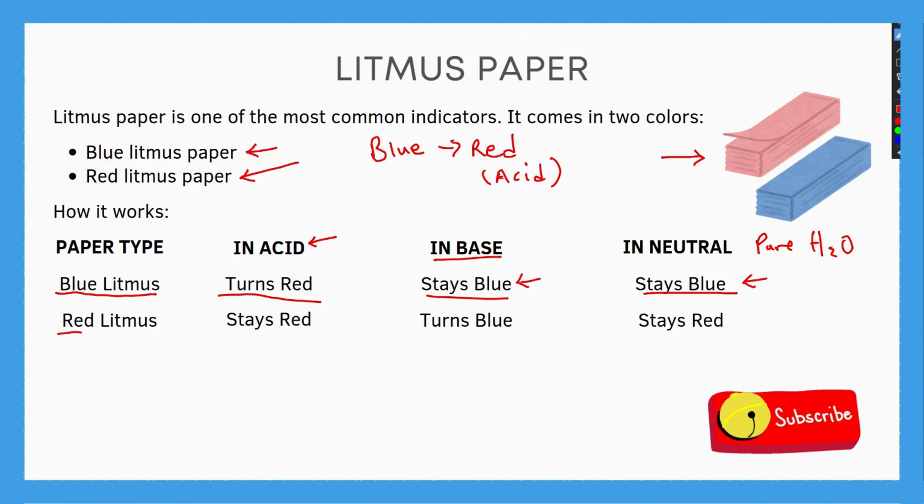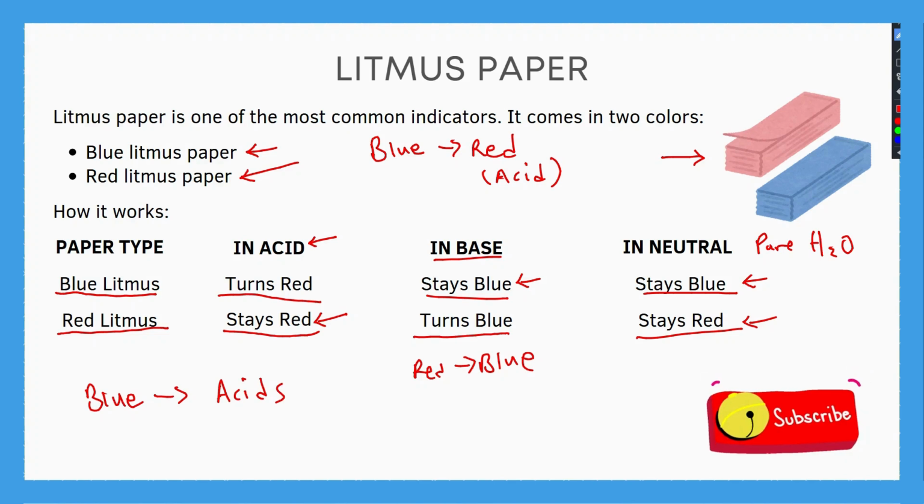In the case of the red litmus paper, when you put it in an acid, it retains its color, it stays red. But when you put it in a base, it turns from red all the way to blue. And when you put it in a neutral substance, it stays red. So in summary, blue litmus paper is used to identify acids because that is where its color change comes alive. And the red litmus paper is used to identify bases because that is where its own color change comes alive as well.